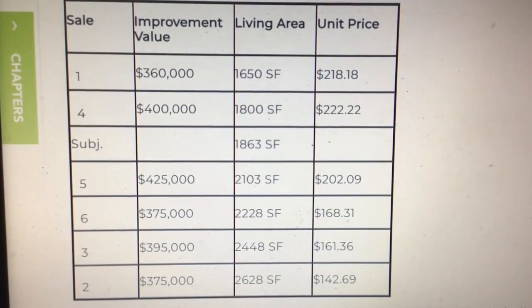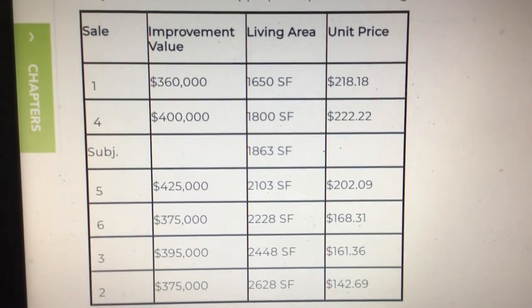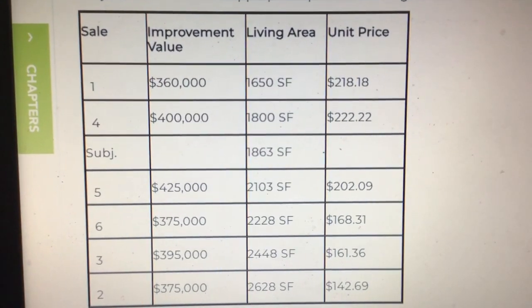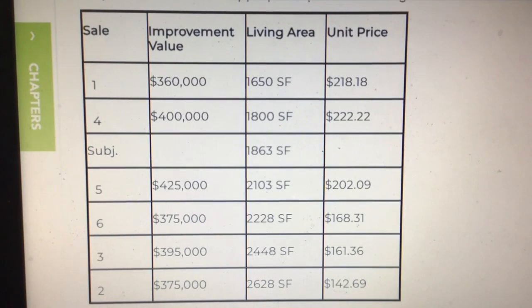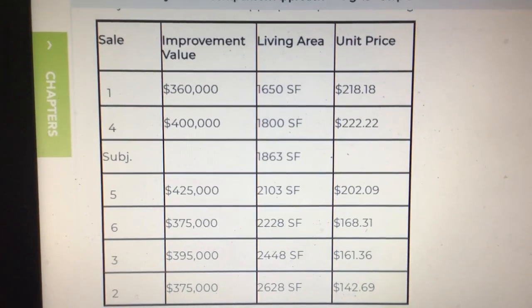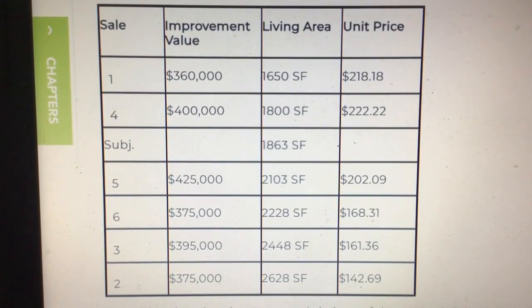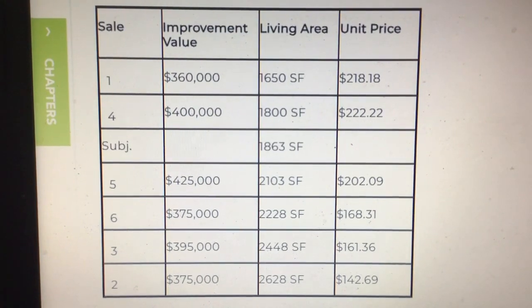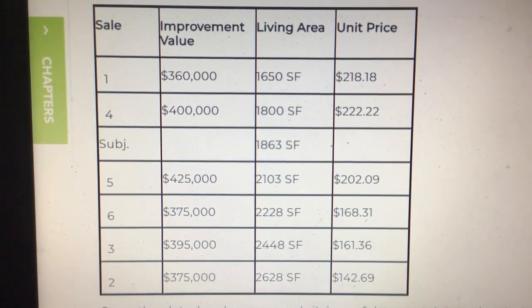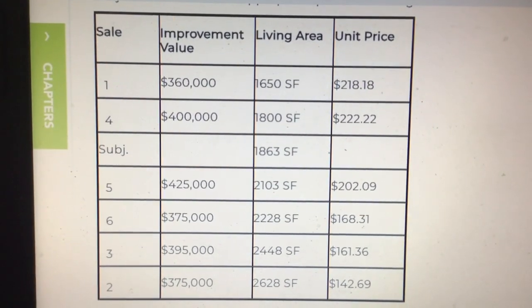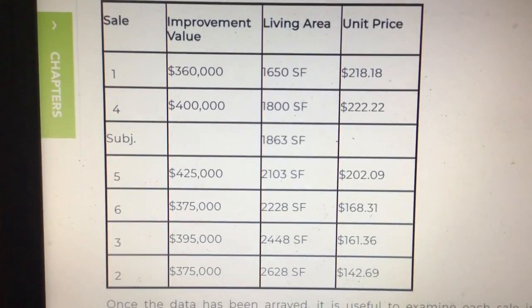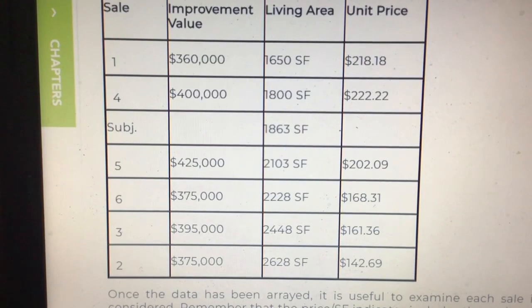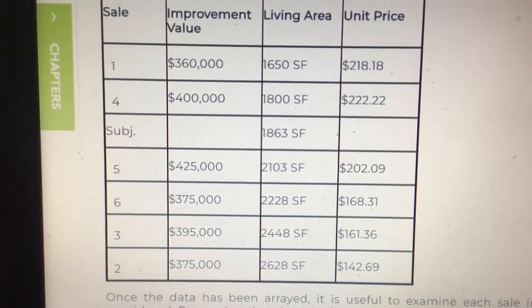Now, the next row, it says subject, as far as the sale column goes. And under improvement value, there's nothing. Under living area, the subject is 1,863 square feet of gross living area. And under unit price column, there's nothing. And then after that, it shows sales 5 through 2.